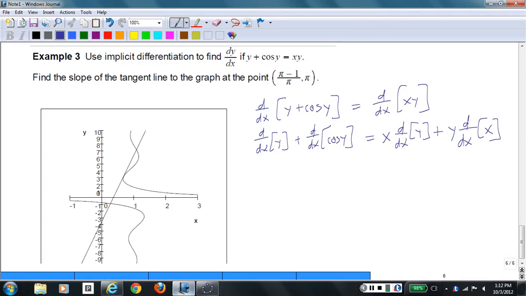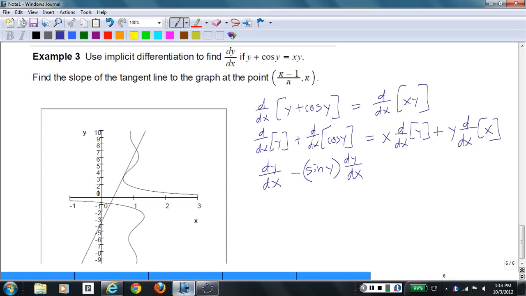So we take the derivatives. d/dx of y is simply the notation dy/dx, the derivative of y with respect to x. Or you might say it's 1 times dy/dx, but either way, that's what you get. The derivative of the cosine of something is the negative sine of that something times the derivative of that something. So minus sine y dy/dx.